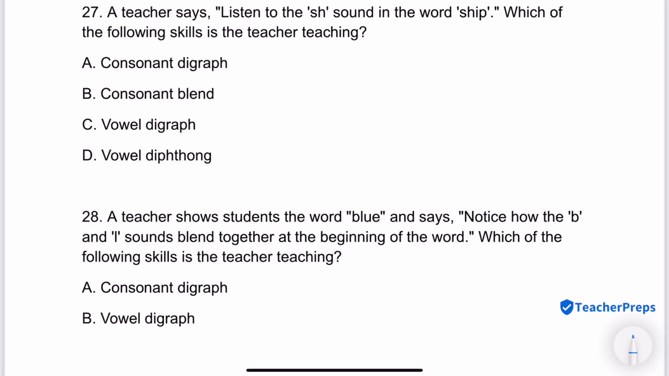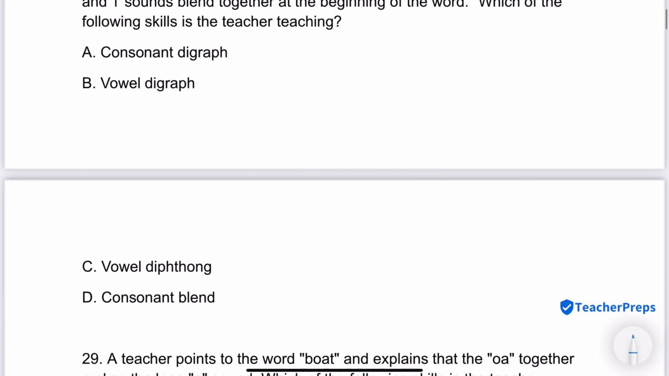Remember, a digraph is two letters that team up to make one sound. The S and the H here are their own sounds, but together they make a single sound. That's the sh. So the S is s and the H is h, but together is sh, so it's different. They come together to make one sound, and that is a digraph. And so we're going to go with option A, a consonant digraph. Moving on to question number 28.